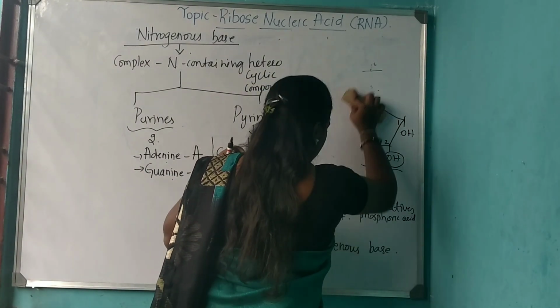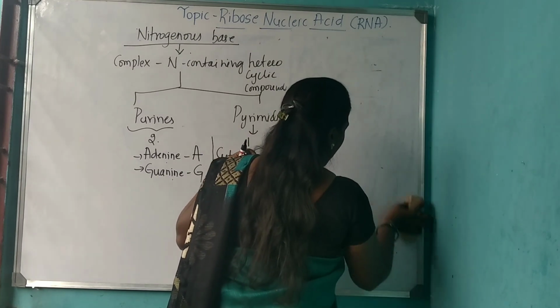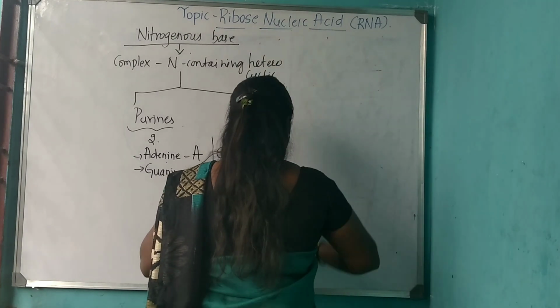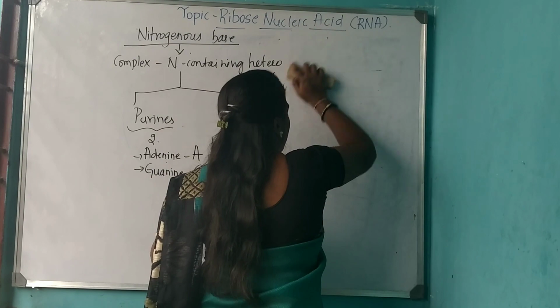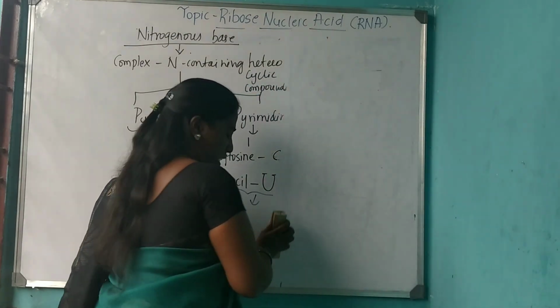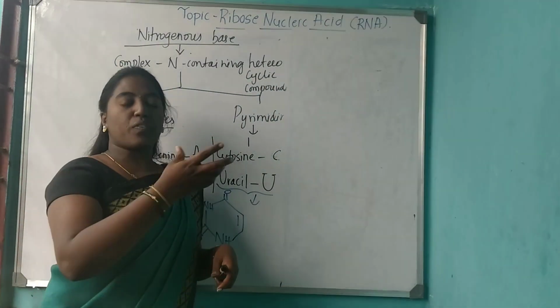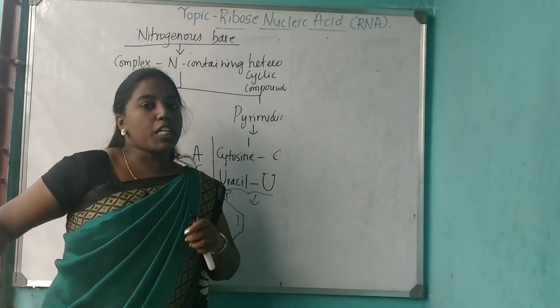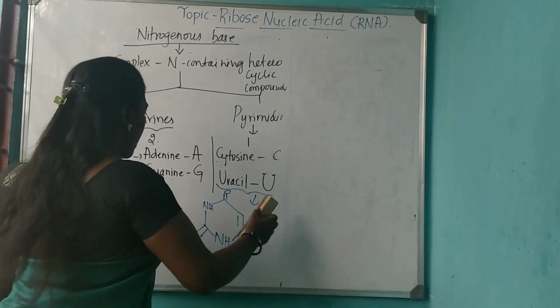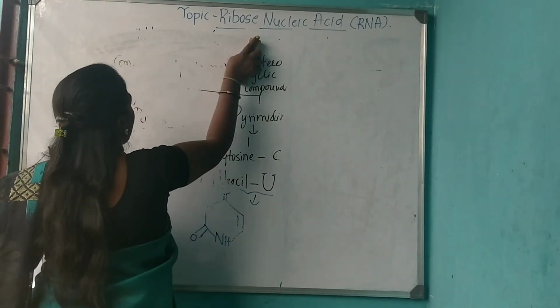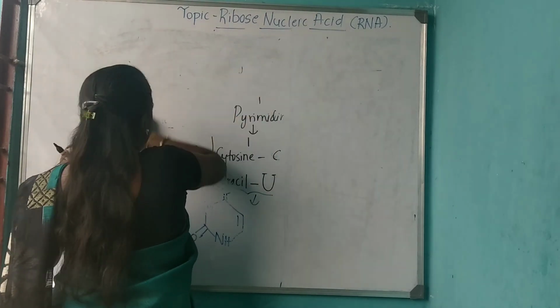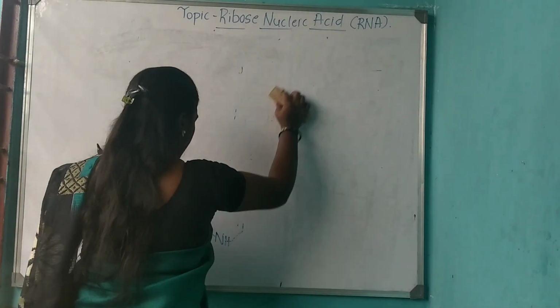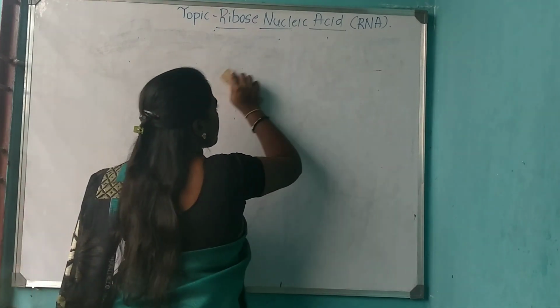Okay. So now let us see which are the different types of nucleosides which are present here. Let us see that. Then we will study the different types of nucleotides present in the RNA. So first one is nucleosides, the nucleosides present in the RNA.